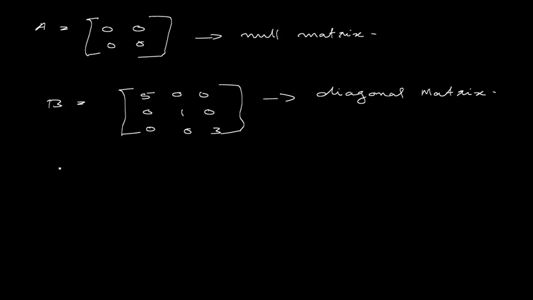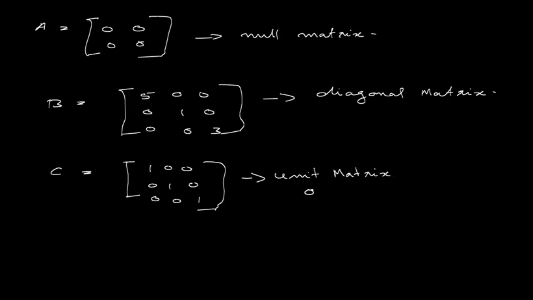Now let us consider another example. C equal to 1, 0, 0, 0, 1, 0, 0, 0, 1. You can see that the diagonal elements are all 1 and other elements are 0. This type of matrix is called a unit matrix or identity matrix. This is a unit matrix or identity matrix.